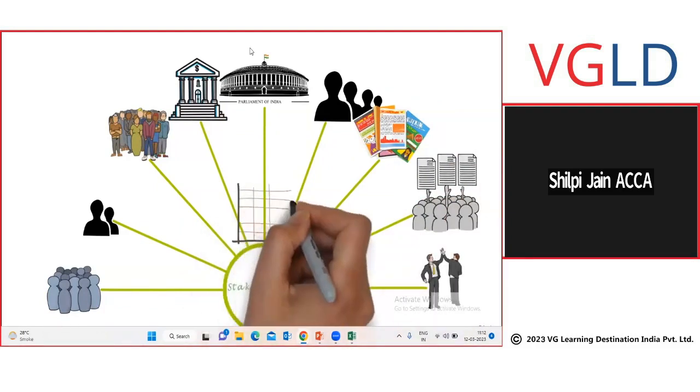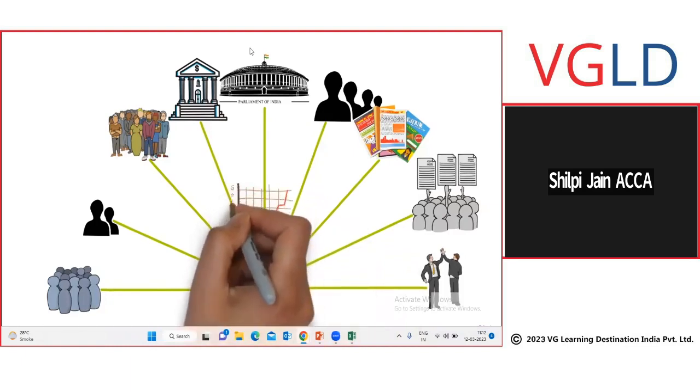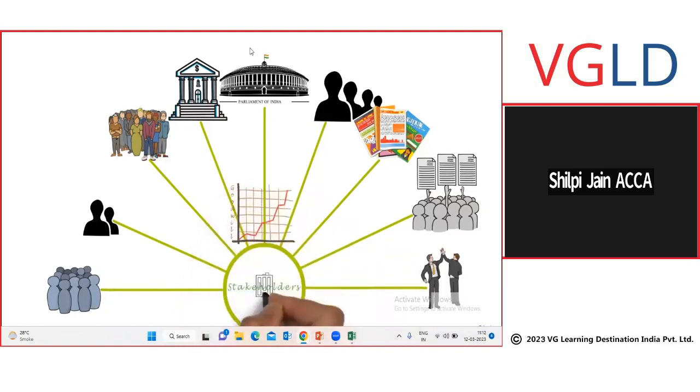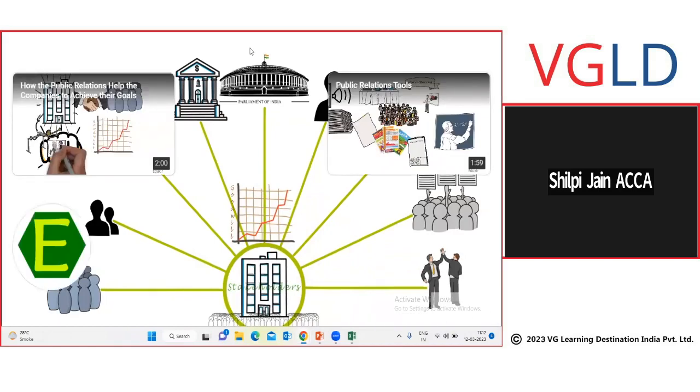Maintaining good public relations with all the stakeholders helps the company to increase the goodwill and in turn will help in improving the business through referrals. That covers the enlisting of stakeholders.